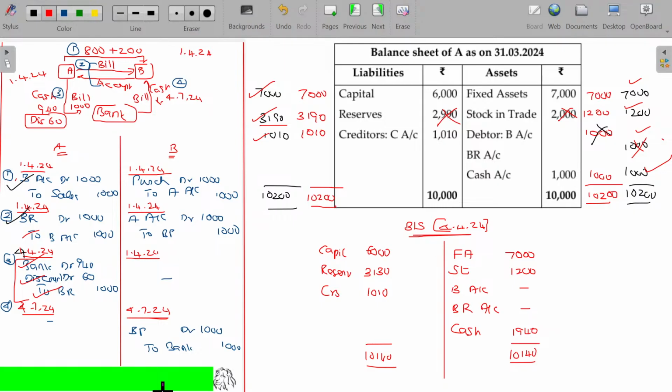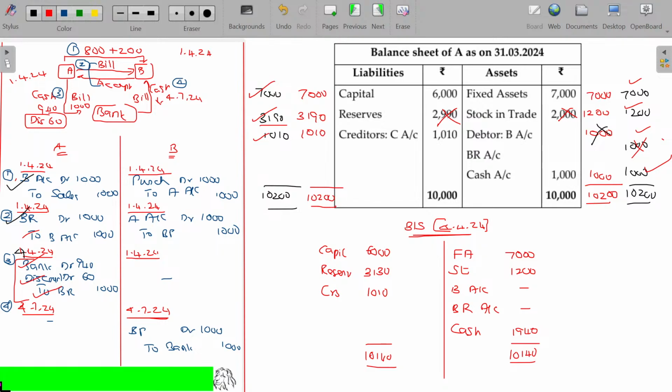Okay. 10,140. Clear? Any doubts here? Clear? Now come on. Is the balance sheet complete? Is the balance sheet complete? Or is it having any problem?